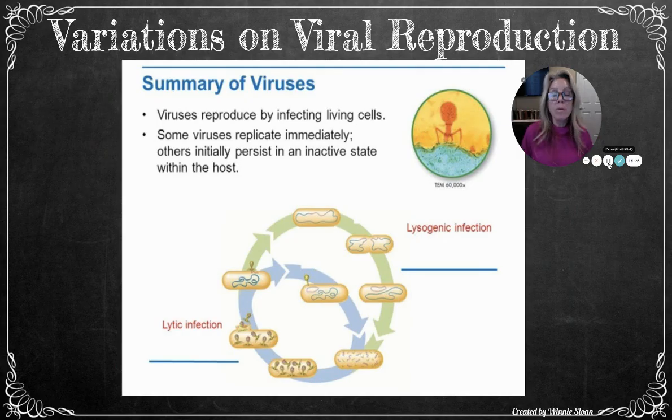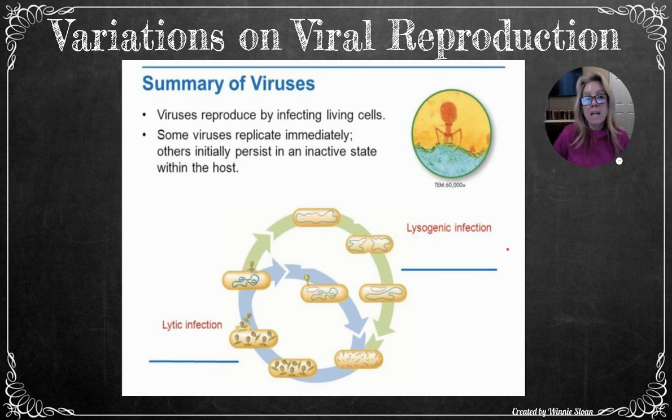Okay, so next what I want to do is look at variations on viral reproduction. You have that there in your notes. Basically, in a short summary, there are two kinds of life cycles, lytic and lysogenic.